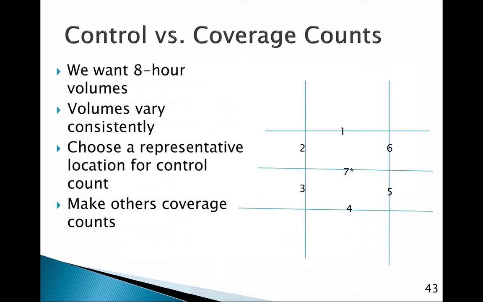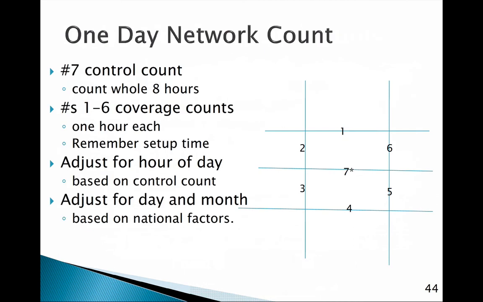So in this example, we'd like to have 8-hour volumes everywhere. We've got 7 different intersections. And so what we would do is choose one location that seems like it would be the most representative of the area. We will do the full count there, and we'll call that a control count. And then we can do coverage counts at the other locations.